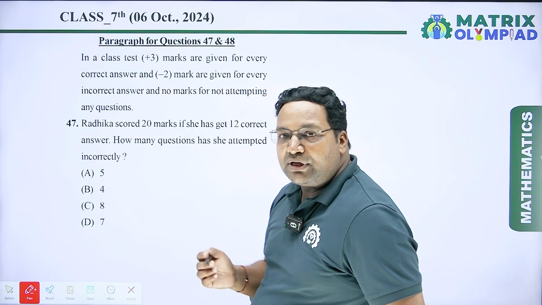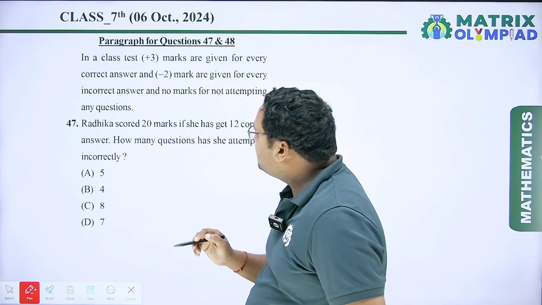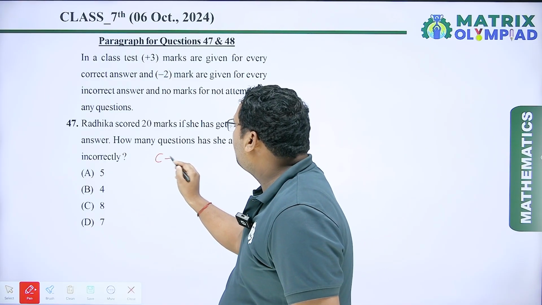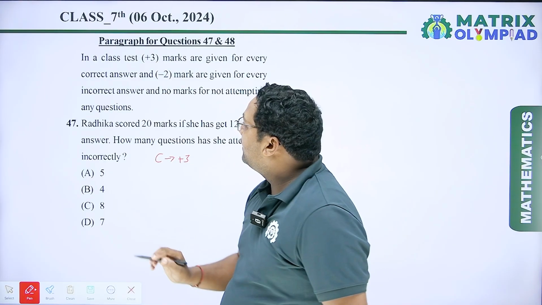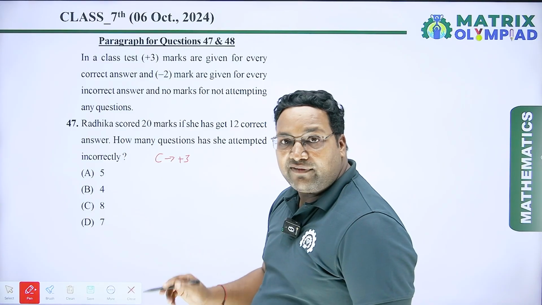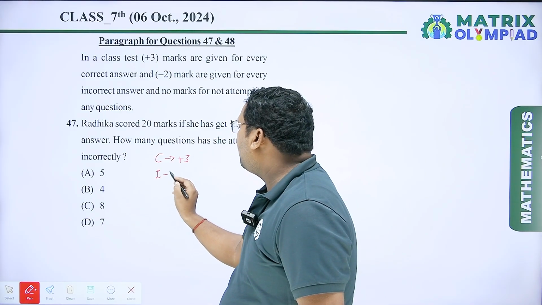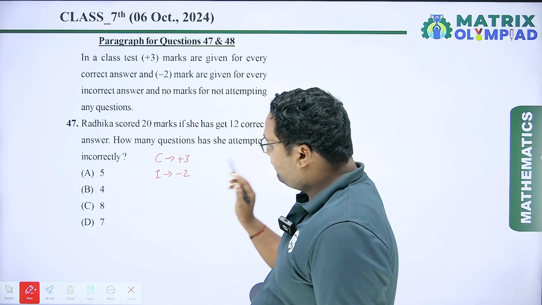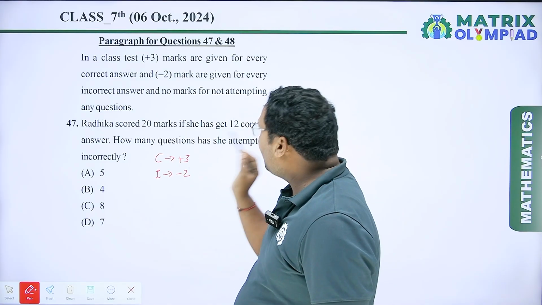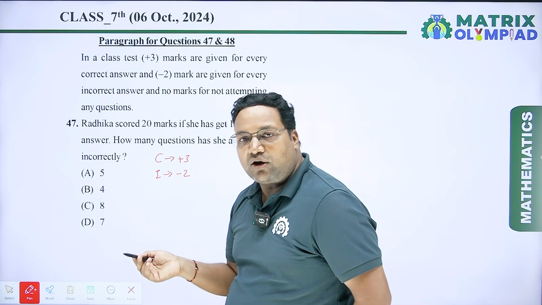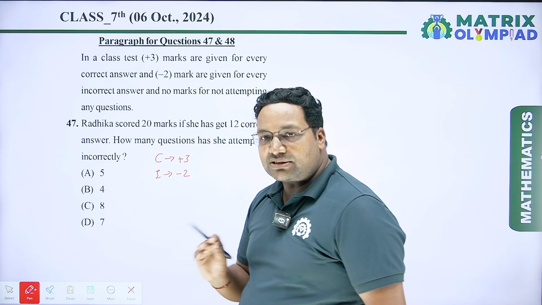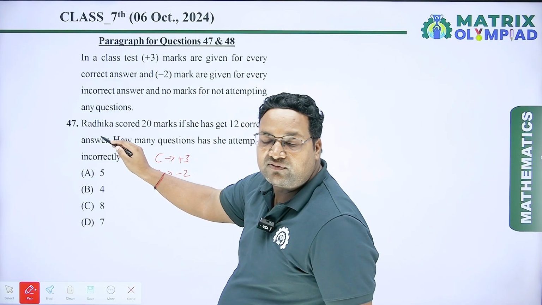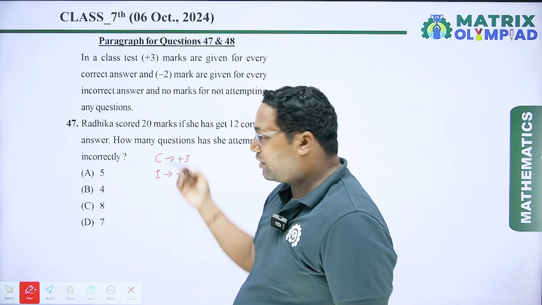Next, paragraph based question. The paragraph says: in a class test, +3 marks are given for every correct answer, and -2 marks are given for every incorrect answer. No marks are deducted for not attempting: if any student does not attempt a question, no marks will be deducted. The questions based on this paragraph are question numbers 47 and 48. Let's solve these questions one by one.